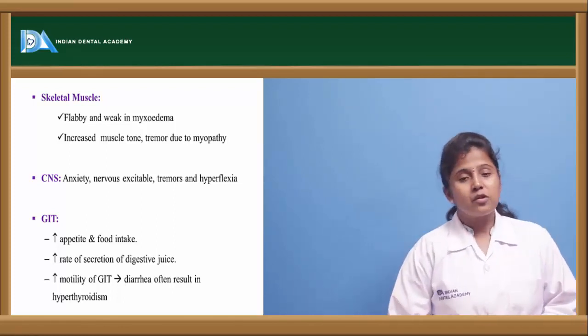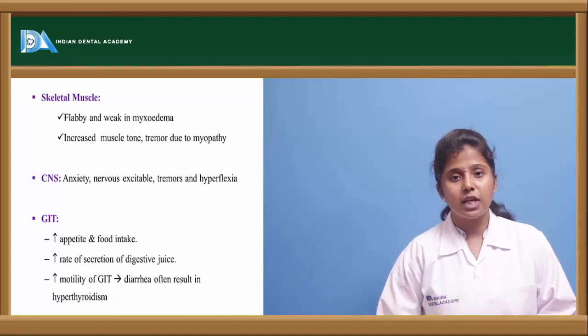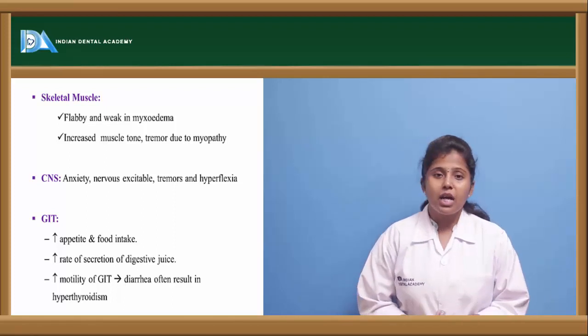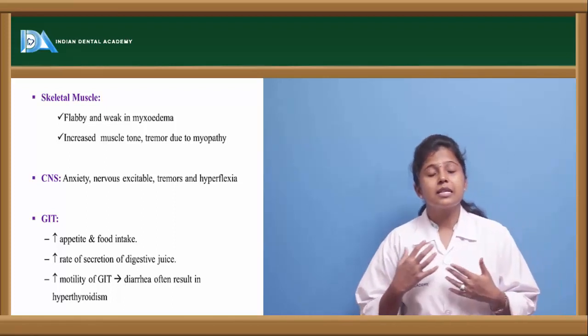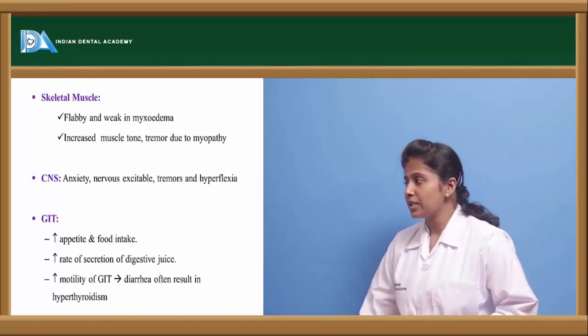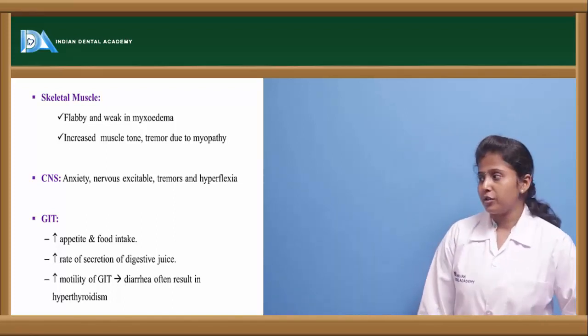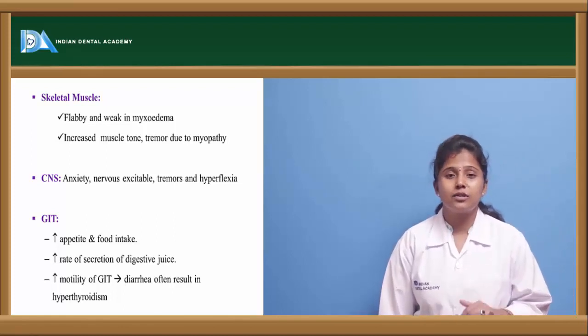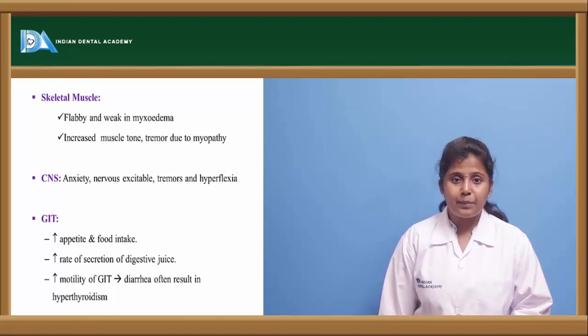On the CNS, the overstimulation by the thyroid hormones leads to anxiety, and thereby it causes nervous excitability. In the sense, it causes excitation of the nerves, leading to anxiety as well as a condition called hyperphagia. And on the GIT, these thyroid hormones increase the appetite.